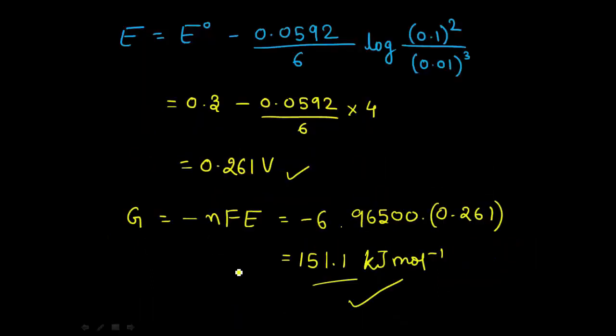So now we just have to apply the Nernst equation, which says that E cell is equal to E0 cell minus 0.0592 upon n log of concentration of products upon concentration of reactants, raised to their respective powers of their stoichiometric ratios, and put all the values. You will get the value of E as 0.261 volt. The del G value will be minus nFE. This is the formula for the Gibbs free energy. You have your calculator, put all the values, and you will get the answer.